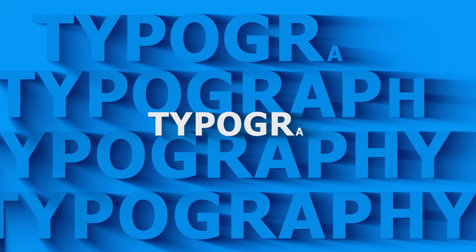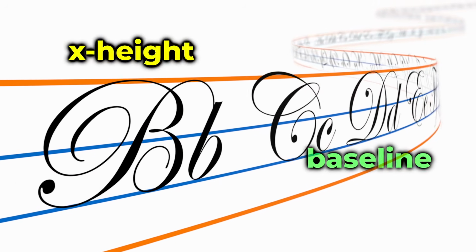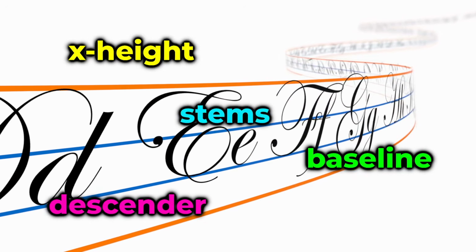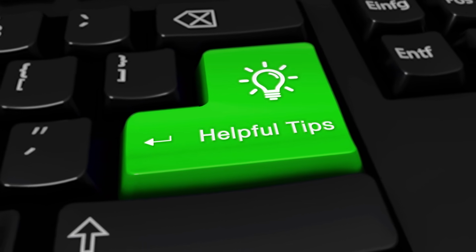You've probably watched videos about typography and learned the names of all different parts of the letters. X-height, baseline, descenders, stems. You know the difference between serif and sans serif. And maybe you even played around with kerning. But has any of this actually helped you make more creative text designs? Perhaps not. So today we'll look at 5 tips that'll help you get more creative with your text.